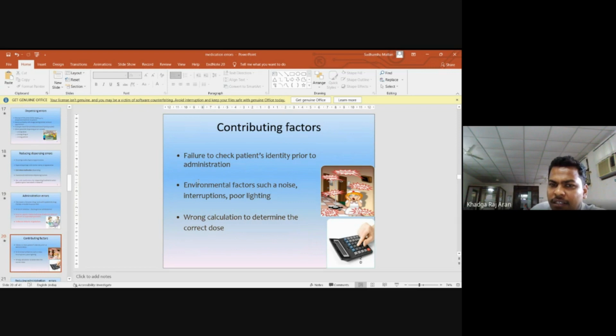Contributing factors include failure to check the patient's identity prior to administration, or environmental factors such as noise, interruptions, or poor lighting, which contribute to administration errors. Next is wrong calculations to determine the correct dose. As you know, a number of methods are used to calculate the dose, like Young's or Dilling's methods. As per these calculations, we should give the dose to the patient.